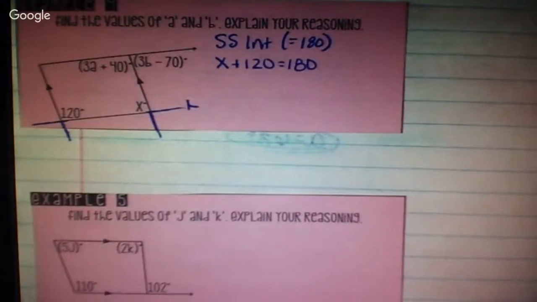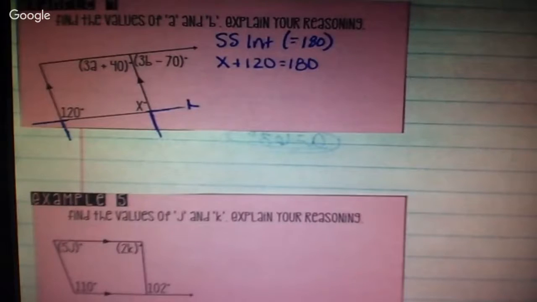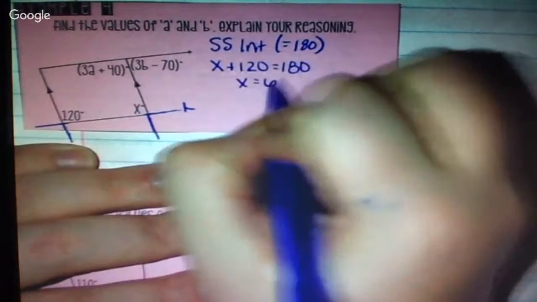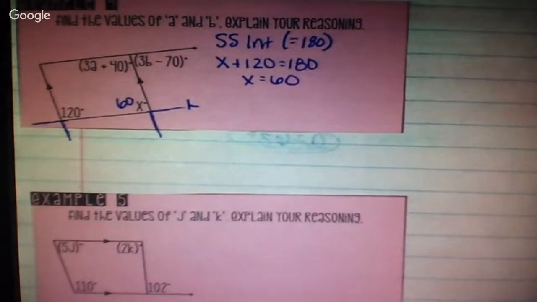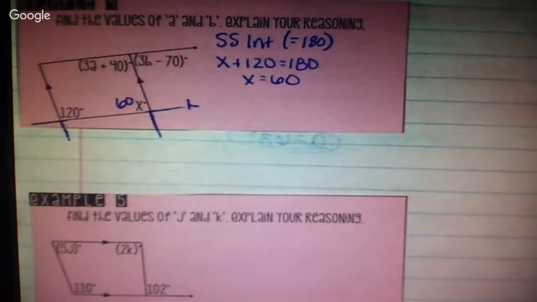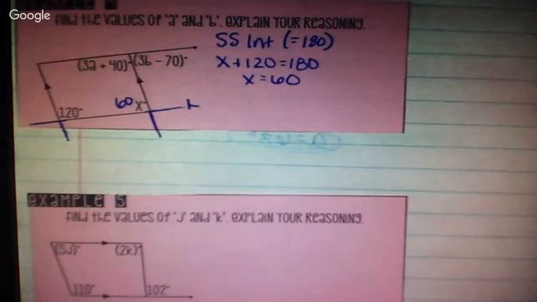Just make sure you're on the right one. So what does X equal? 60. So now we know that that's there. Okay. You want to solve for A or for B first? A. Okay. Let's solve for A.